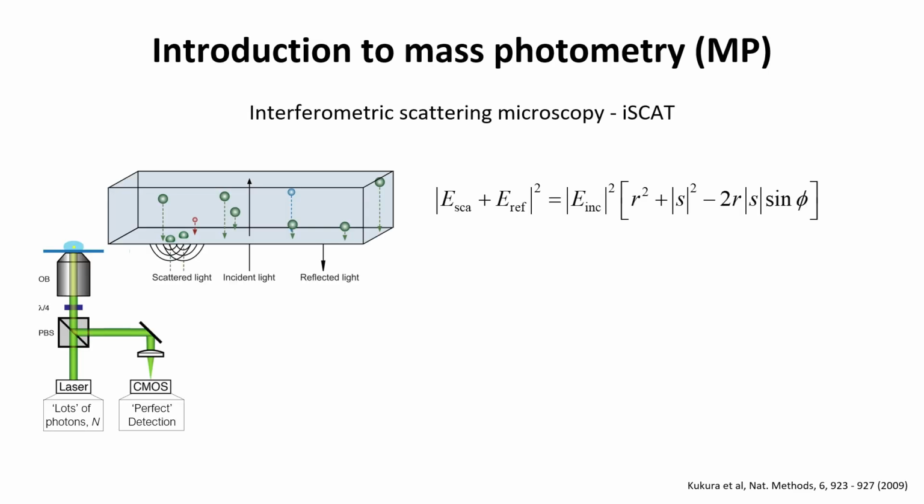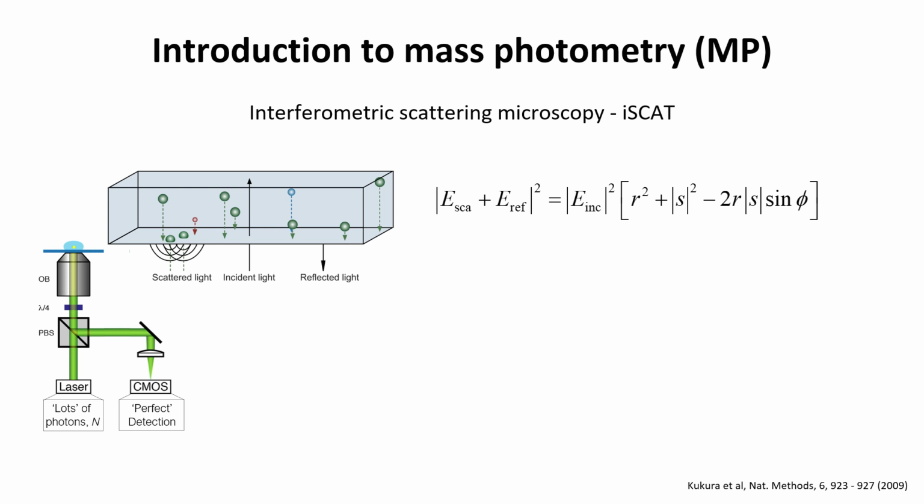So let's start with an introduction: what is mass photometry? Mass photometry is based on a technique called interferometric scattering microscopy, or iSCAT. And the idea is really simple. The idea is to take the interference between scattered light and reflected light.